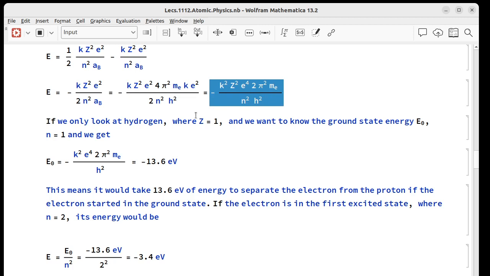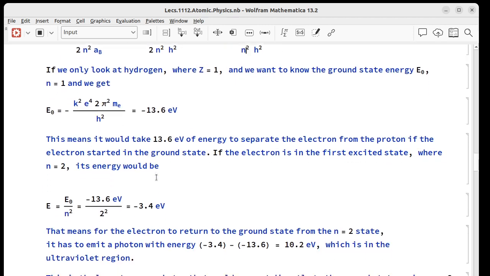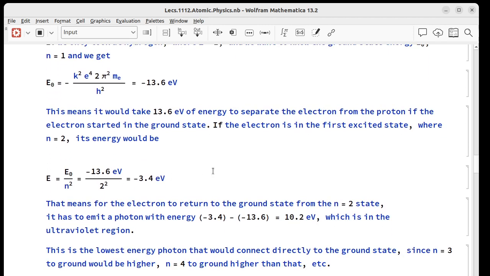For right now, let's concentrate on hydrogen where Z equals 1 and see if we can find the ground state energy, so n equals 1. We put in our numbers, the Z and the n basically go away. We get negative 13.6 electron volts. And what that means is if you have a hydrogen atom in the ground state, it'll take 13.6 electron volts of energy to pull the electron completely free from the proton, so to ionize that atom.